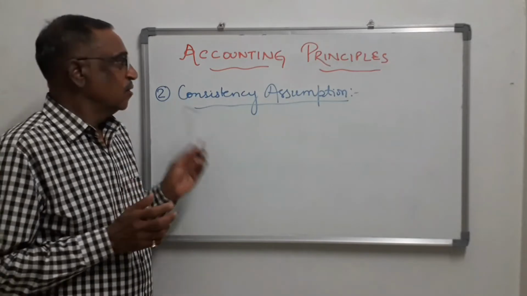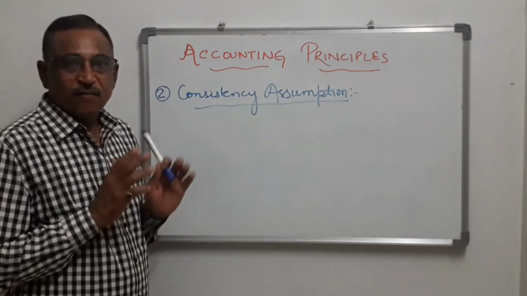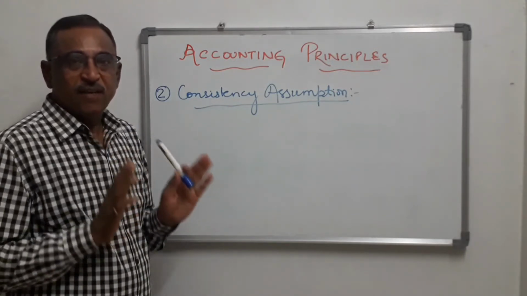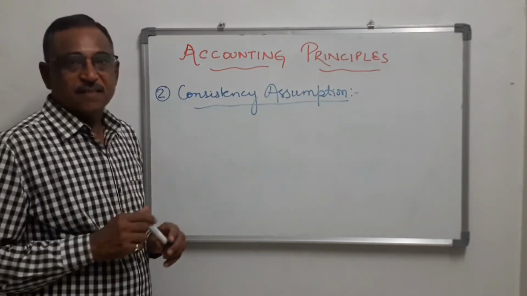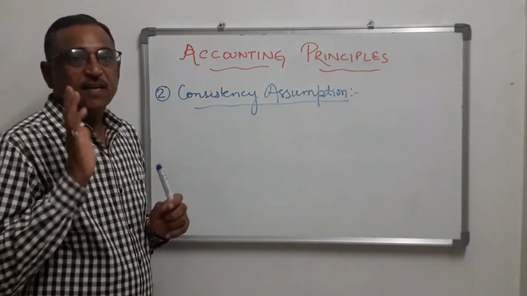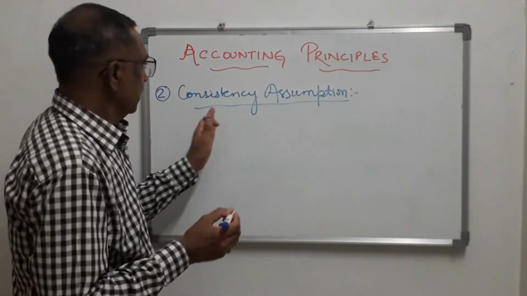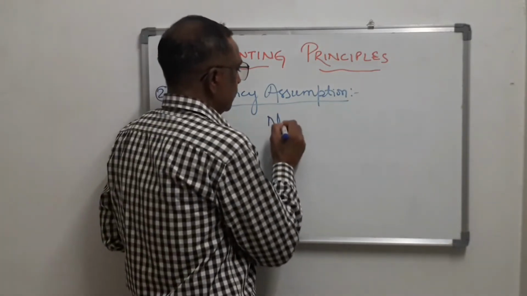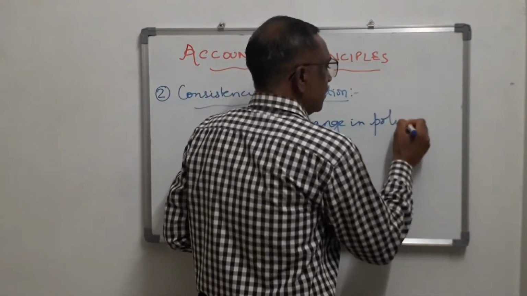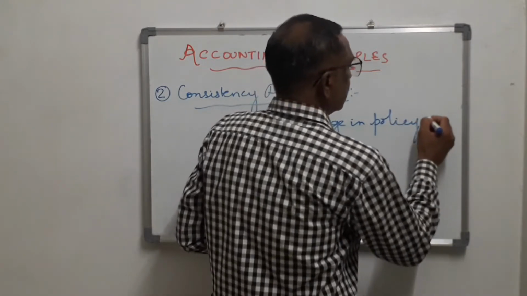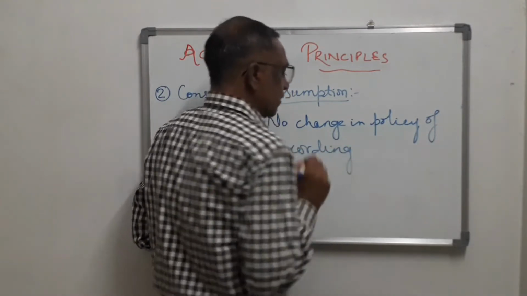Okay? So, we can sum up consistency assumption as the assumption which says there should not be deviation of policies of recording from year to year basis. They should go ahead with the same policy. Uniform policy should be adopted. Okay? So, we can say no change in policy of recording. Okay?